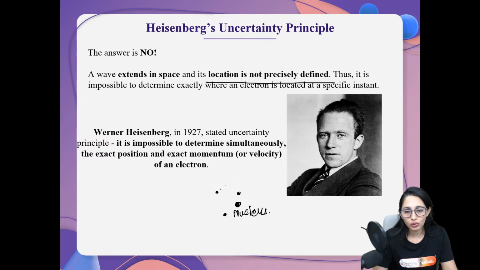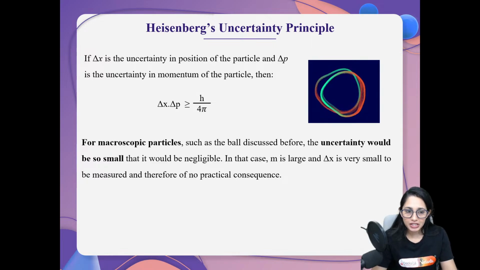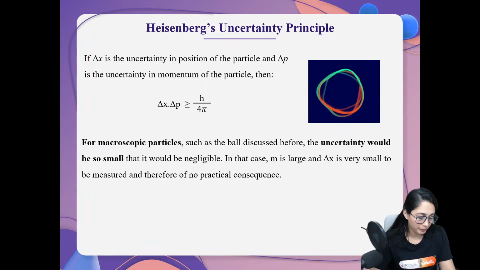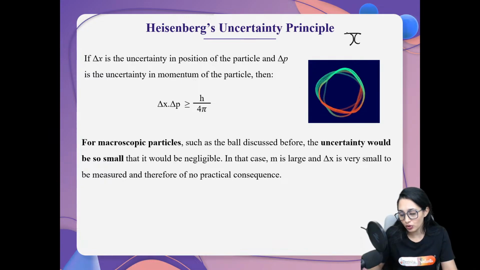Hi Thor, hello. So Heisenberg uncertainty principle. So if delta x is the uncertainty in position of the particle and delta p is the uncertainty in momentum of the particle, so what does it say? Delta x into delta p is greater than or equal to h by 4 pi. Okay, so h by 4 pi. We have Planck's constant there. What is the value of pi? Yes, what is the value of pi? Have you heard about pi? Yes.